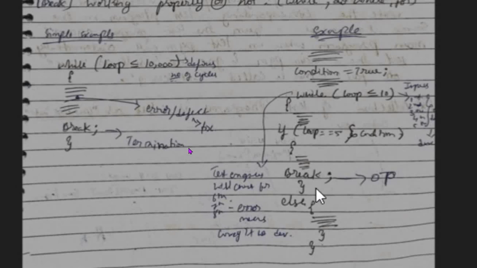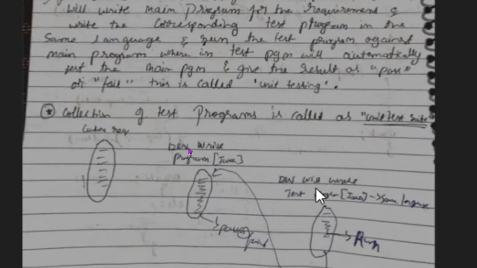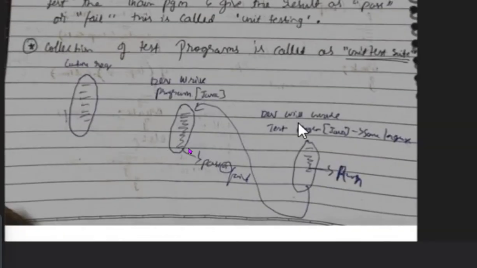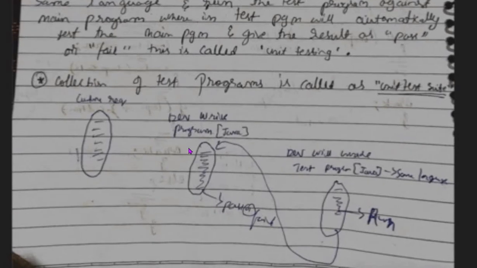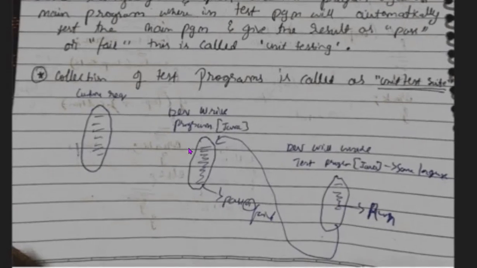They will do loop testing to check whether the loop conditions are working properly or not, as well as whether the break is working properly or not. That's it. See, I just forgot two things. White box testing can be done in two ways: manual testing and automation testing.